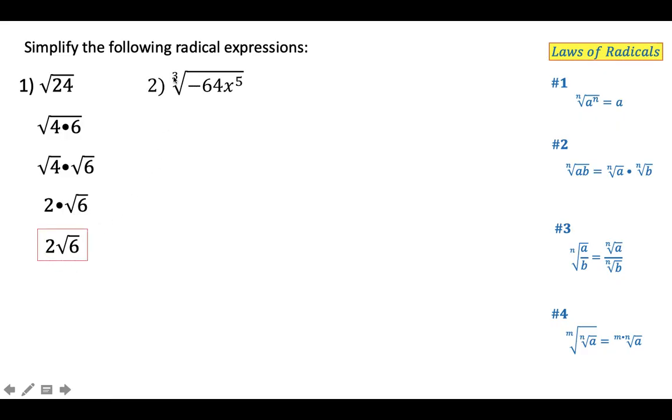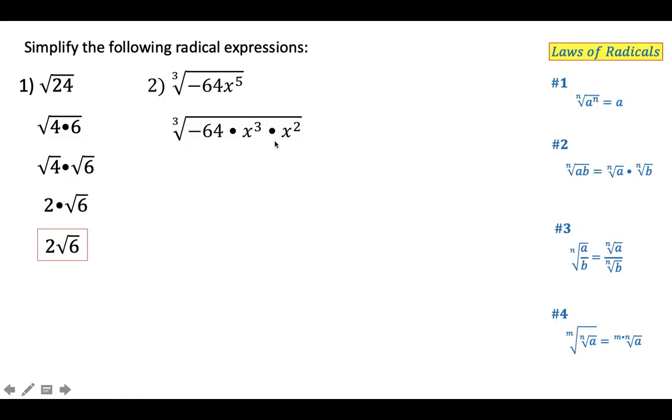For our given number 2, the cube root of negative 64x to the fifth. Since negative 64 is a perfect cube, we have no problem with the numerical coefficient. So we will work on the x raised to the fifth power. First, we're going to expand them. Write down negative 64 and expand x to the fifth into x cubed times x squared. By the law of exponent, if we multiply x cubed times x squared, that is x to the fifth power. So we just expanded them.